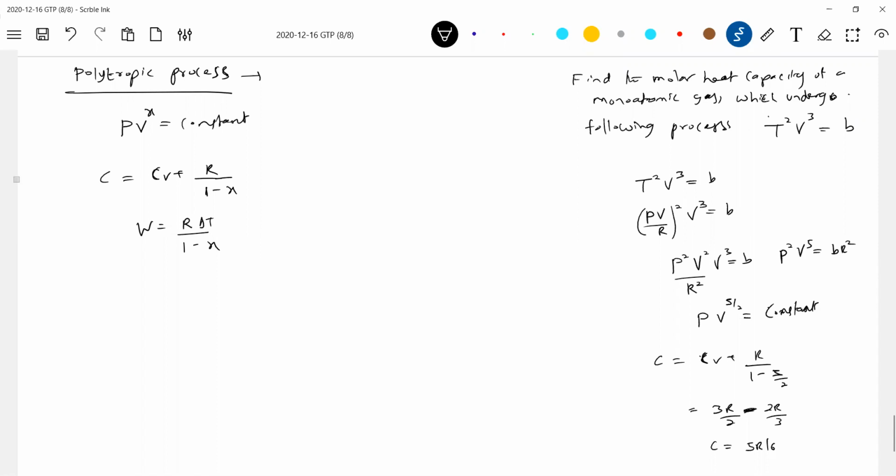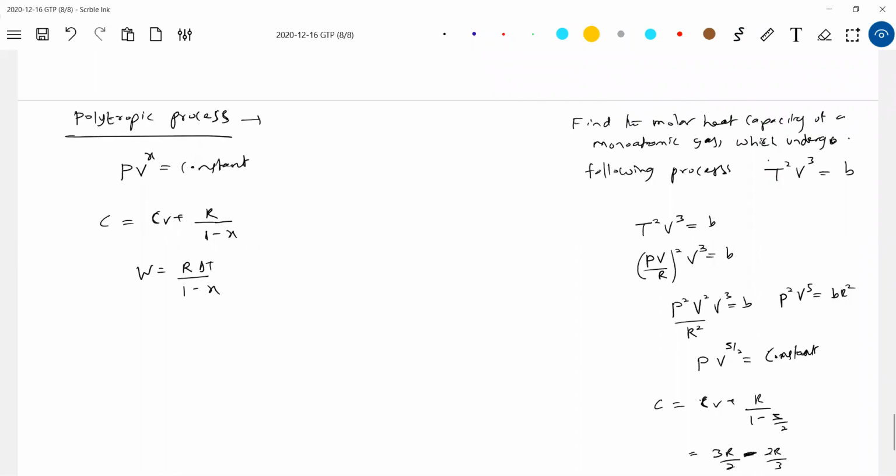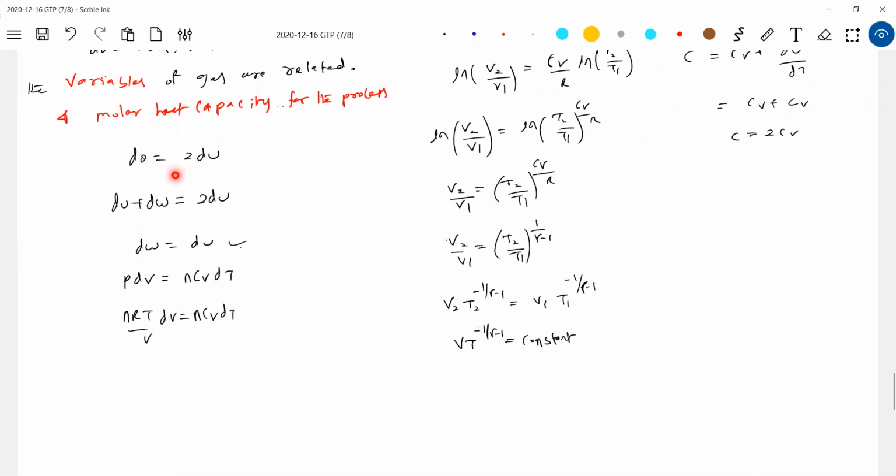But when to use this formula? Only when they give temperature, pressure, volume. If they give like this, there's no alternative. What you should do? You can bring it till here. After this, okay.